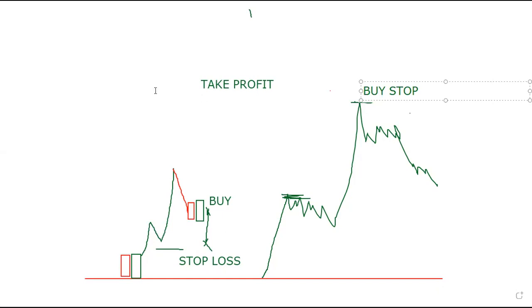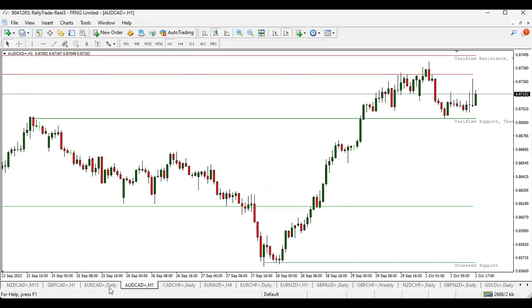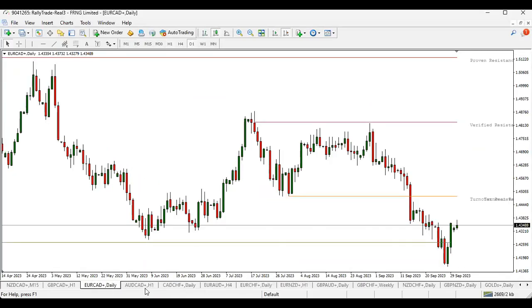Right? But anytime you see an uptrend that is not so clear to you, you don't know at what point to join this uptrend, just target the previous higher high and put your buy stop there. It is as easy as that, right?